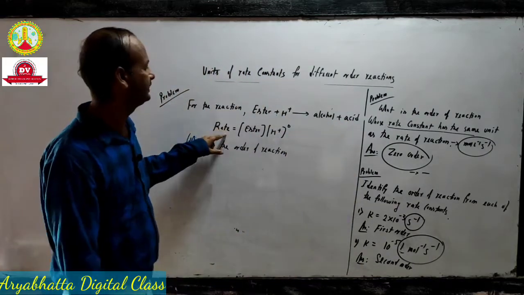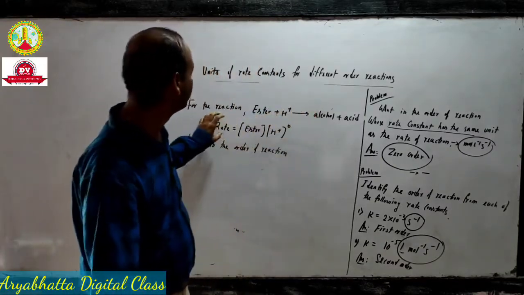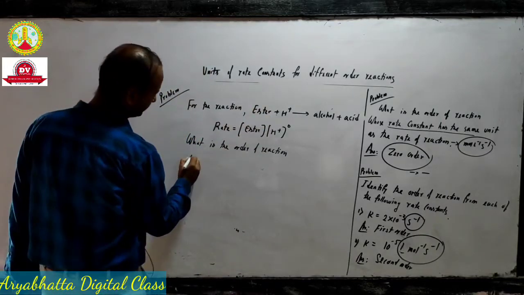For this reaction, the rate is this one. A reaction is given, don't be afraid. A reaction is being given to you and its rate is also being given. So what will be the order of this? Just add the powers. You will get the answer.